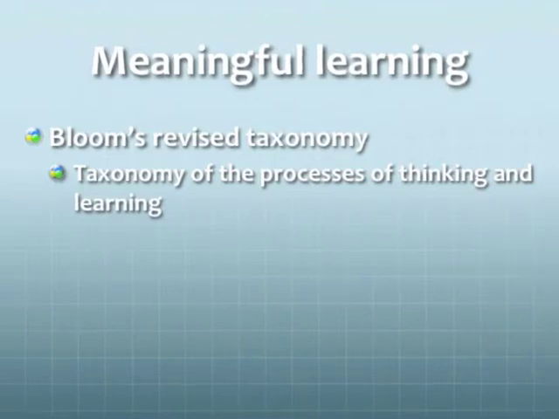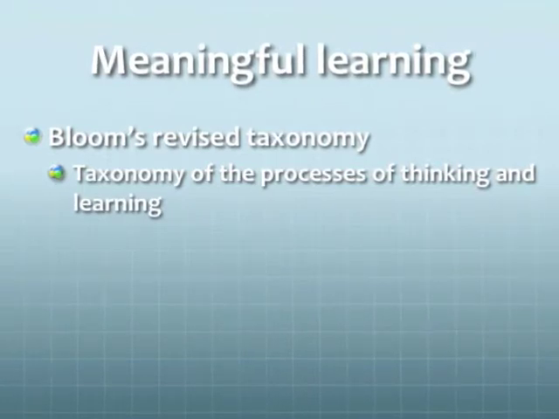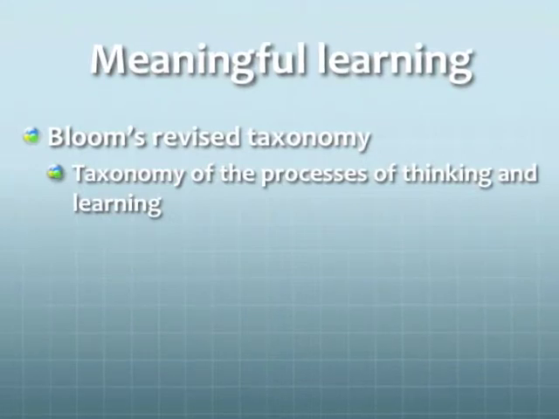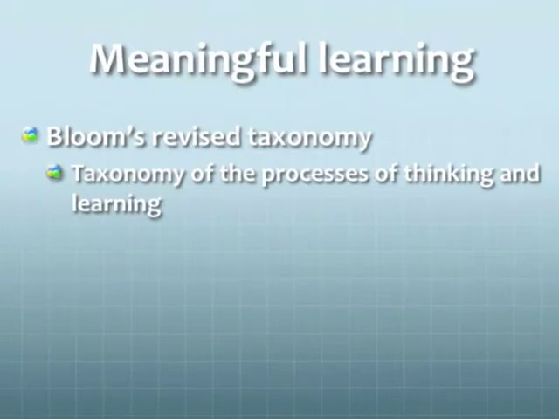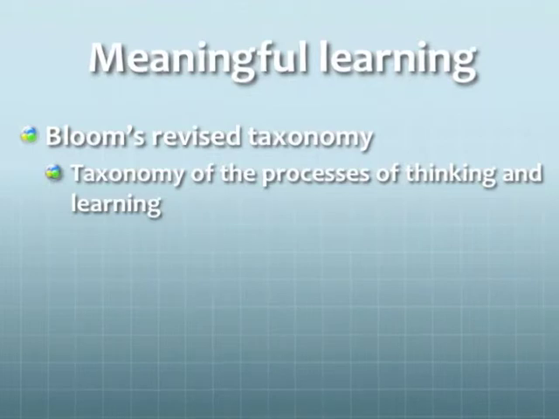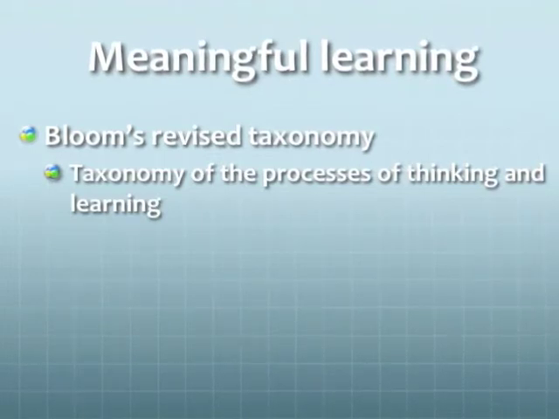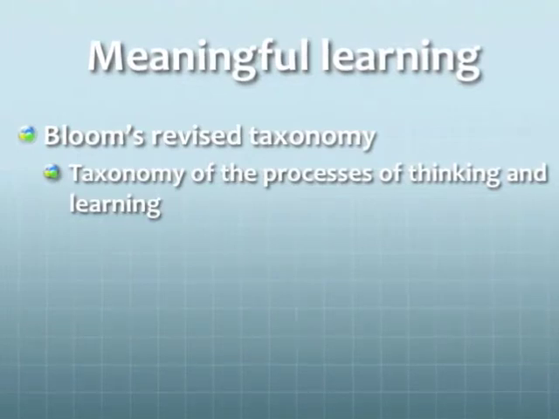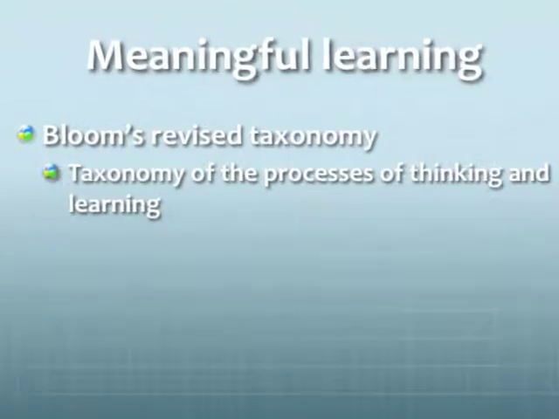Another way that you can think about meaningful learning is with Bloom's revised taxonomy. A taxonomy is just an organizational way of categorizing things. So you have a taxonomy of animals, a taxonomy of plants. The animal kingdom is a taxonomy. So Bloom's revised taxonomy gives us a way of thinking of what is some of the deeper processing and more meaningful learning, and some things that are less meaningful.